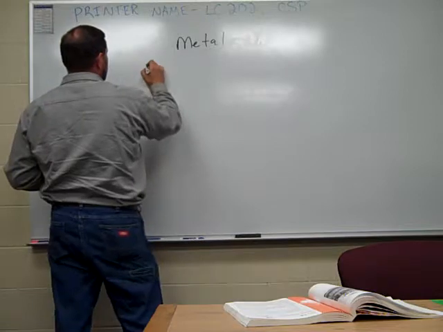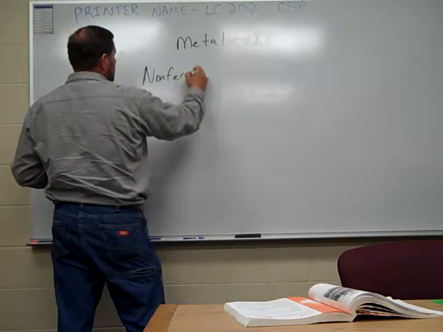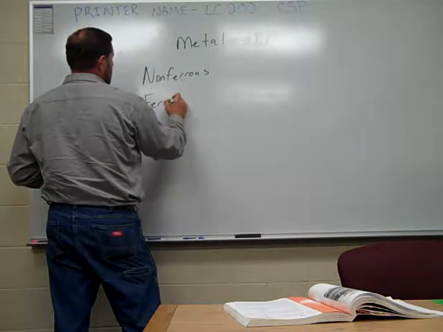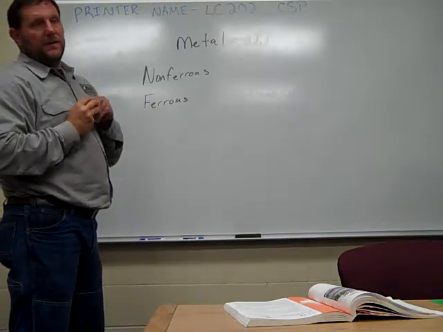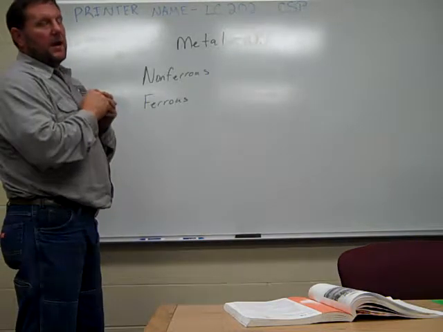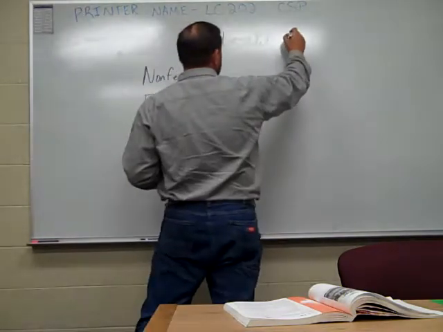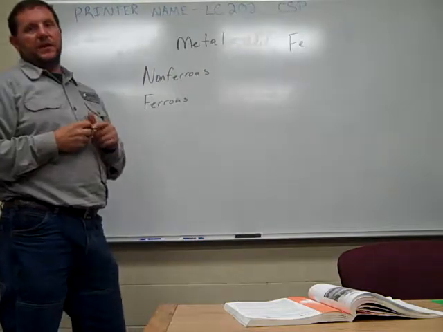You have metal, you have non-ferrous and ferrous metals. Well, anybody that's been in chemistry, do you know what iron is represented on the periodic table? Iron is Fe. That's how it's represented on a periodic table.